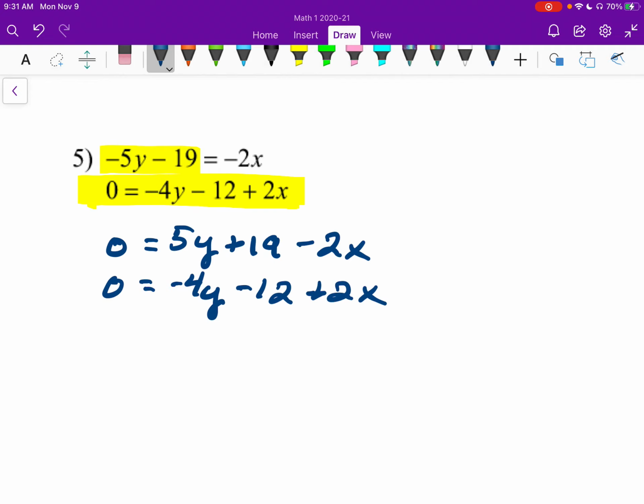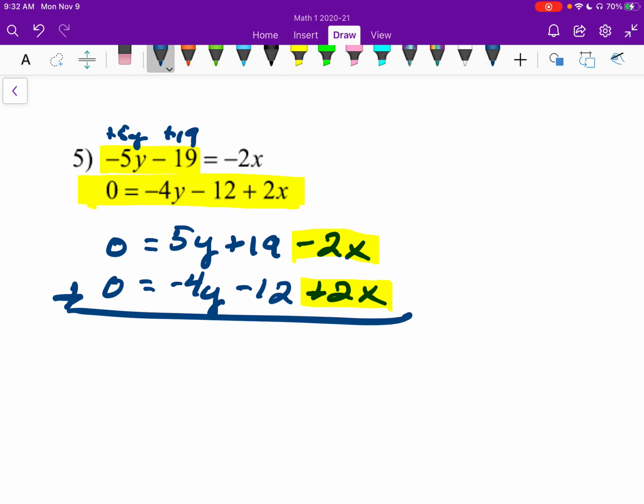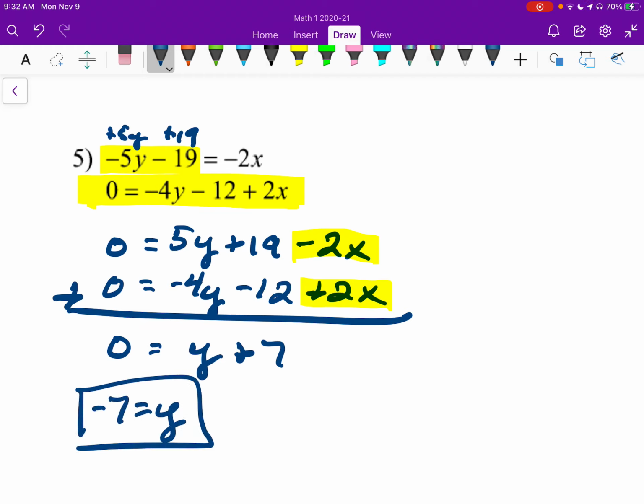All right, we see what I did here. I added 5y to both sides, and I added 19 to both sides. Now that we have this, we should be able to see that I have a negative 2x and a positive 2x. Those will cancel really nicely. So add them together. I'm going to have 0 equals y plus 7. And then my 2x's cancel. I subtract my 7, and I get negative 7 equals y. There we are.